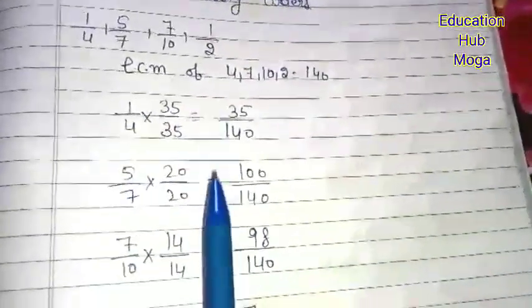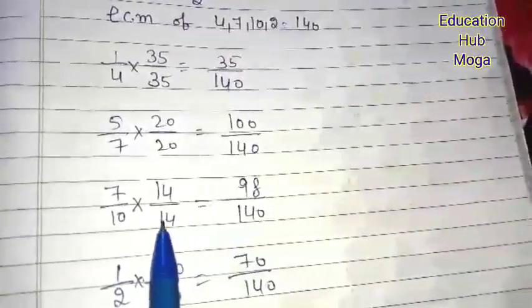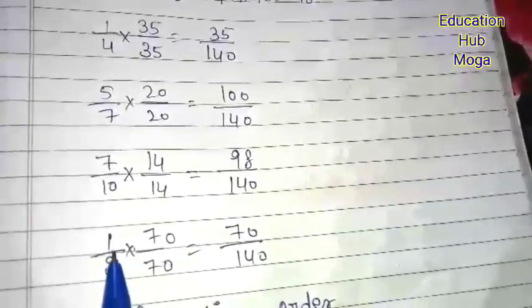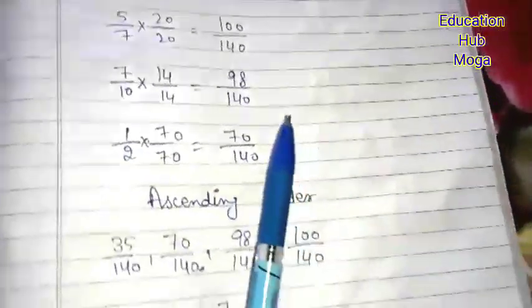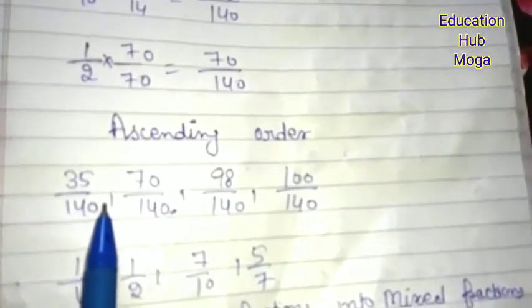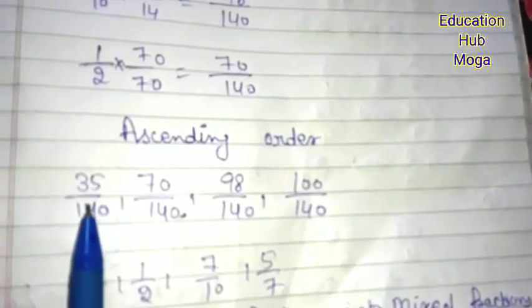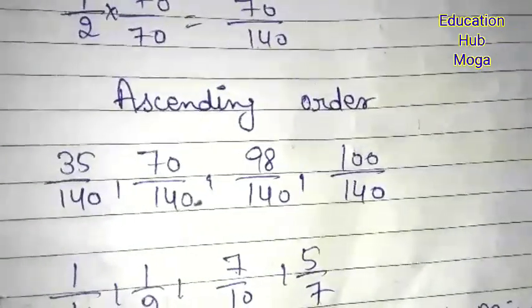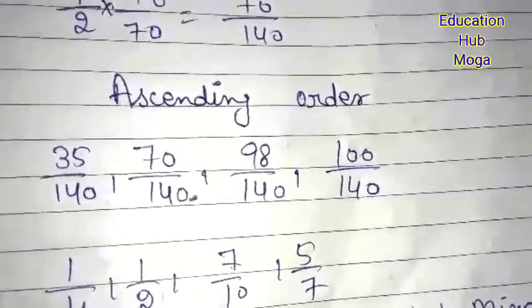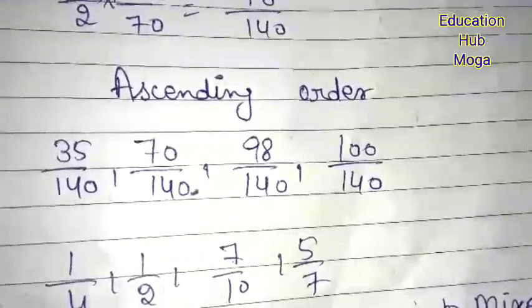So equalize these four terms. 7 by 10 also takes the form of 98 by 140, and 1 by 2 is 70 by 140. Now we write them in ascending order: 35 by 140, 70 by 140, 98 by 140, 100 by 140. First of all, write the smaller term, then write the bigger term.